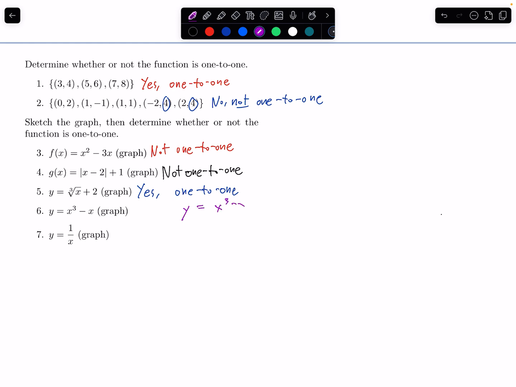Well, let's see how we can make this look like something that's easier to graph. Well, the easiest way to do that is to factor out an x first. Actually, that's a bad spot to do that. Let me put this over here. Okay, so I'm going to draw that same function. Y is equal to x cubed minus x.